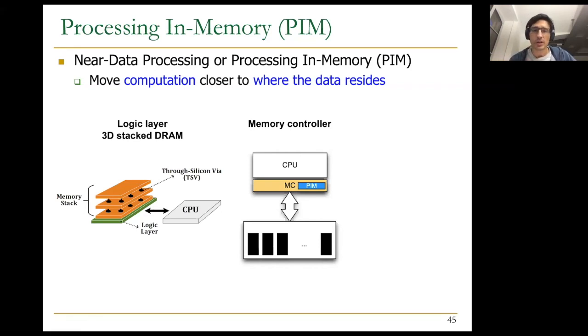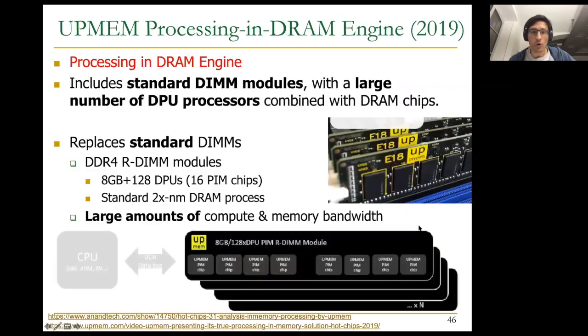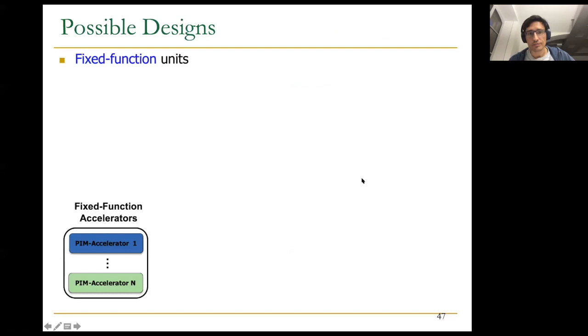But there might be other ways of doing processing in memory as well, also called processing near memory. For example, instead of computing directly in memory, you can have some PiM units or some near data or near memory computing units in the memory controller itself of the CPU, or maybe in the DRAM DIMM as a separate unit, or directly inside the DRAM chip, as I mentioned in the beginning of the presentation, in this UPMEM technology.